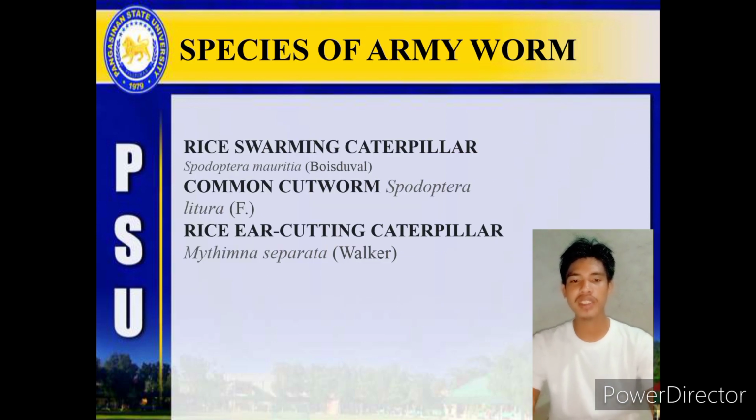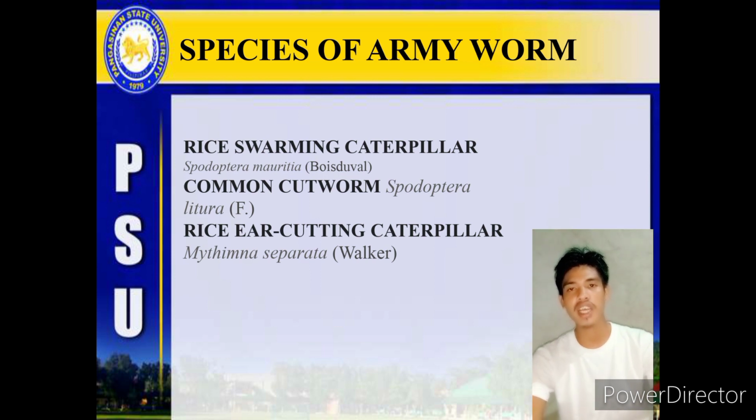The other term for fall armyworm in Tagalog is harabas. Here are some species of fall armyworm. The first one is rice swarming caterpillar. It is a type of Spodoptera mauritia. The second one is common cutworm. It is a type of Spodoptera litura. And the last one is rice ear cutting caterpillar. It is a type of Mythimna separata Walker.